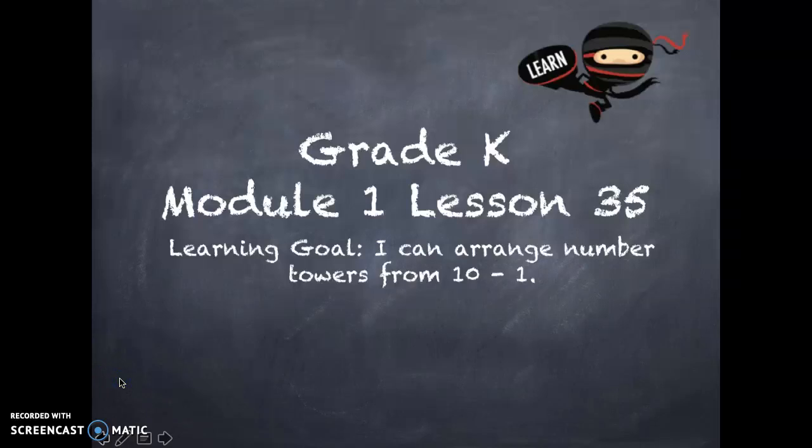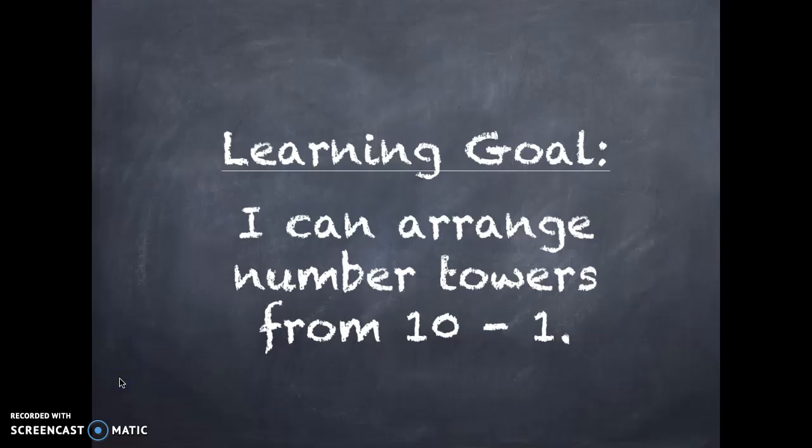Hi friends, today's lesson is from Module 1, Lesson 35. Our learning goal for today says, I can arrange number towers from 10 all the way down to 1. Alright, so that tells me we're going to be taking away. We're going to start at 10 and we're going to go down the stairs to 1.